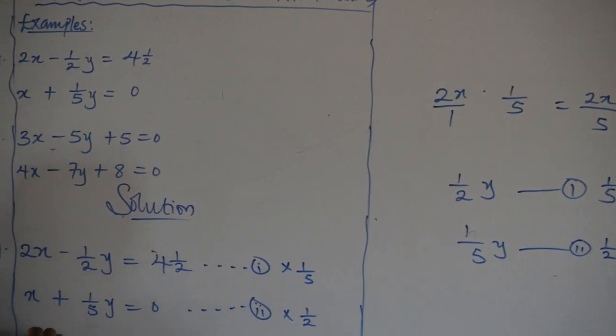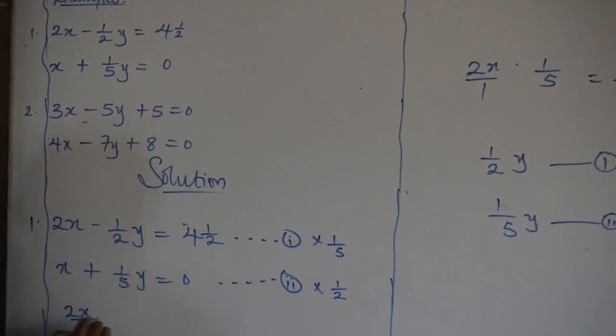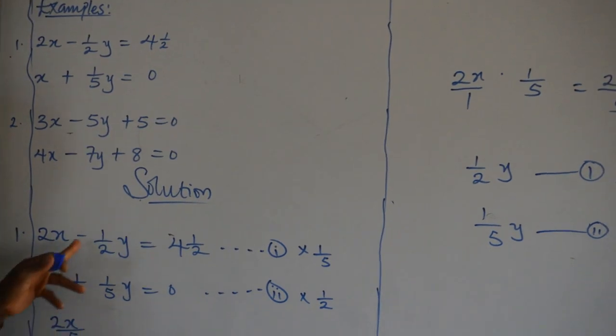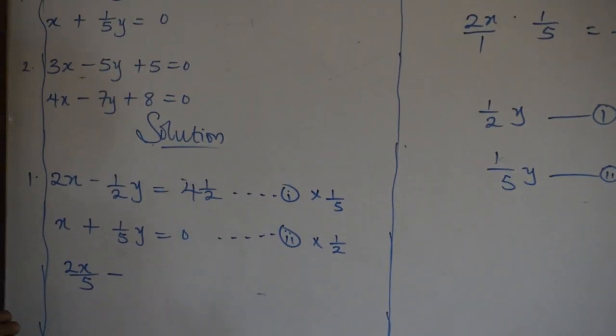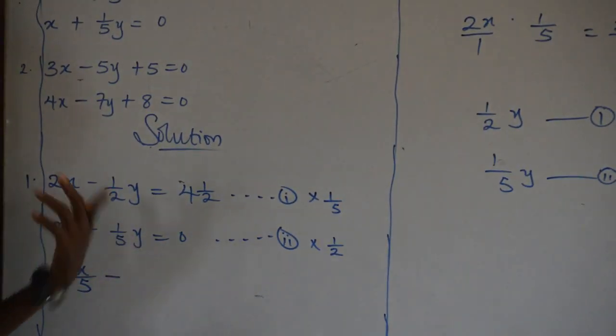So here I'm going to write 2x all over 5. I'm done with the first variable. My minus here, I'm still going to put the minus, because I'm not using the minus to multiply for now.